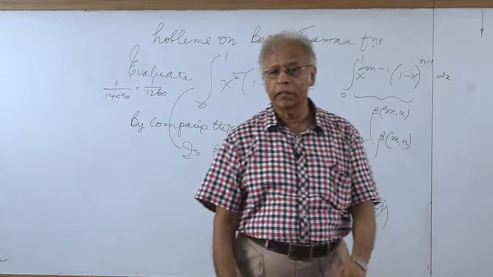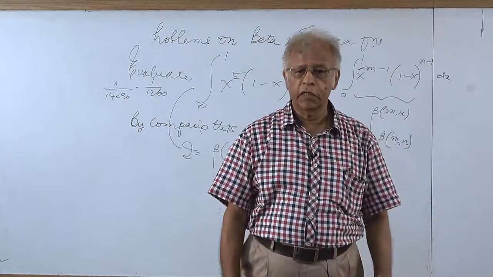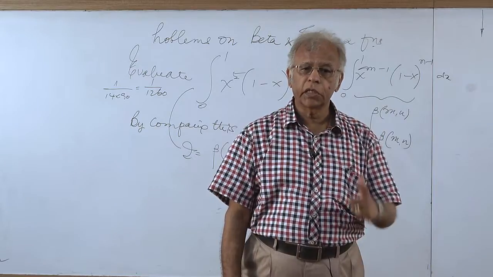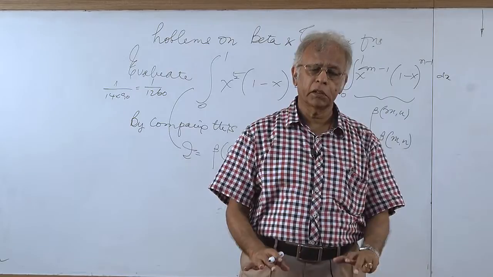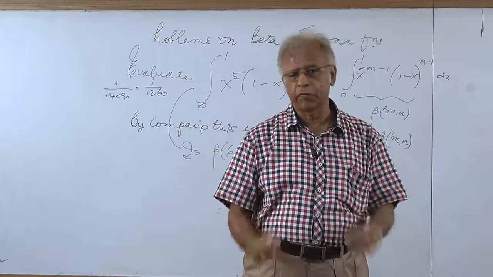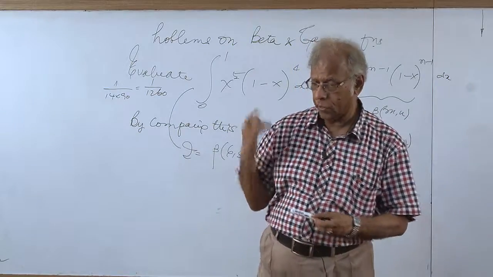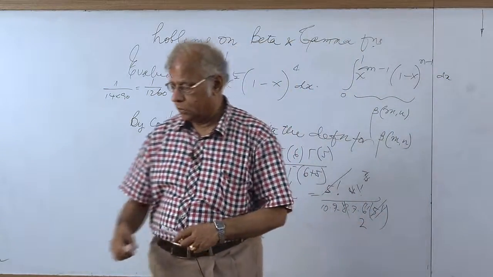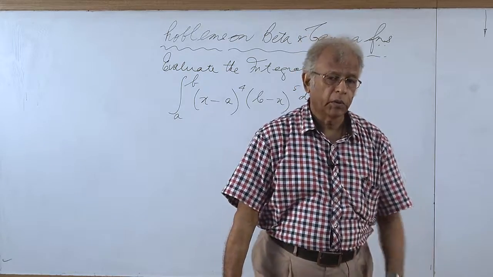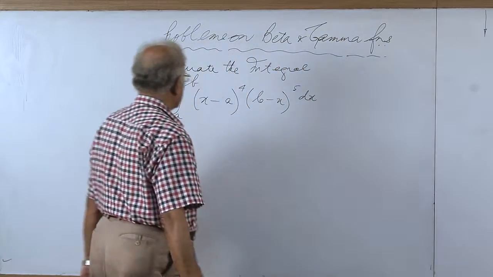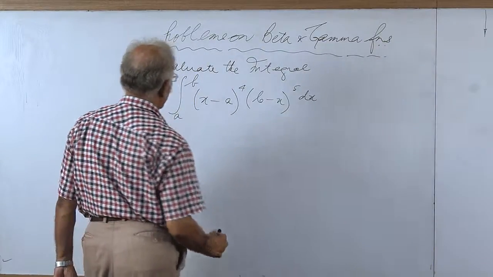The important part in these class of problems is how to convert certain integrals into known standard integrals dependent on beta and gamma functions. That is the purpose of this exercise. These problems will bring out the various ways of reduction. We now take up another problem which I have written down on the board. This is the third in this series, maybe the fourth.